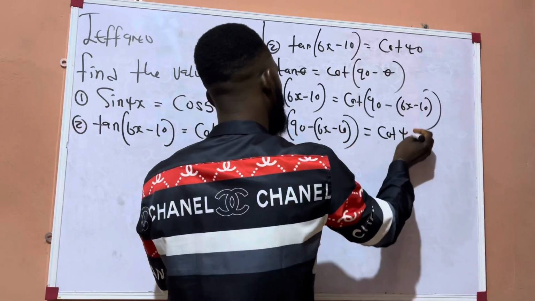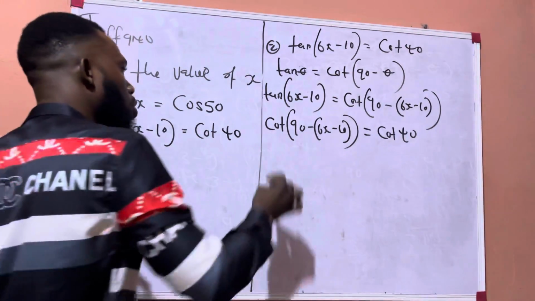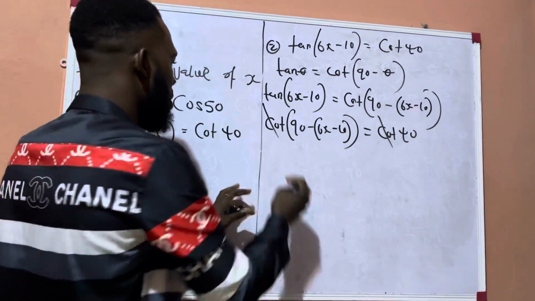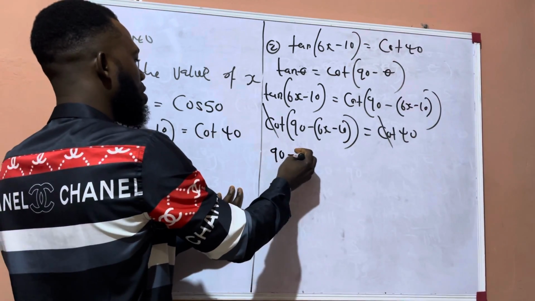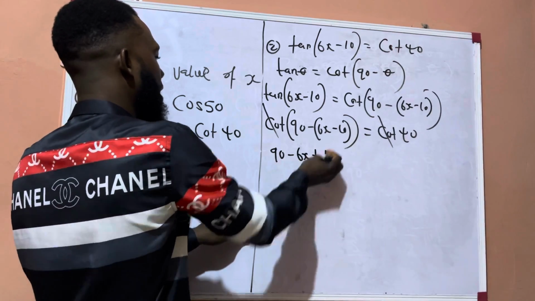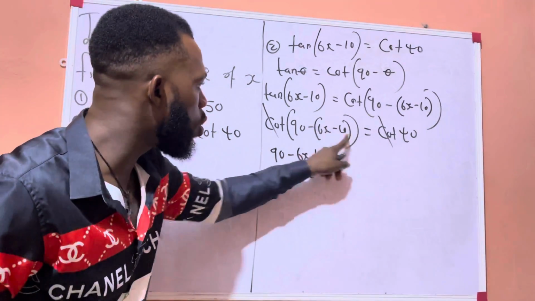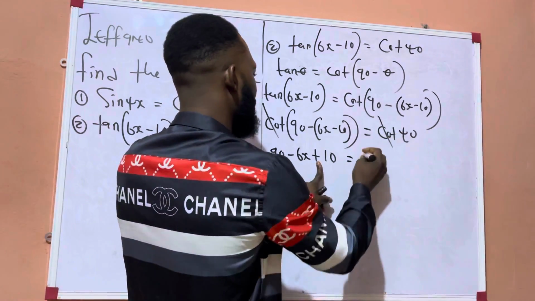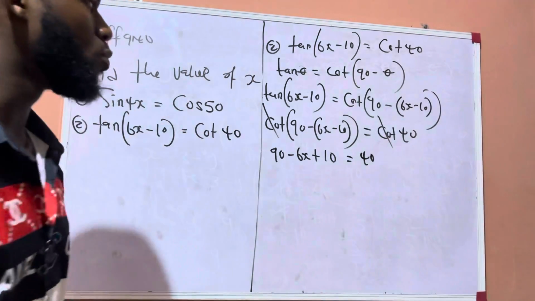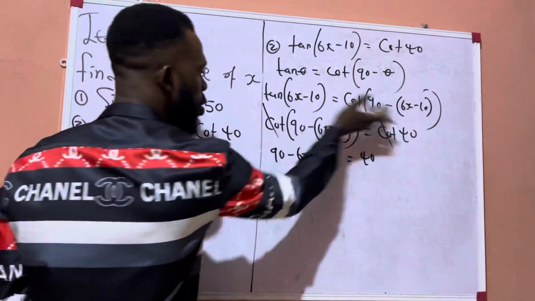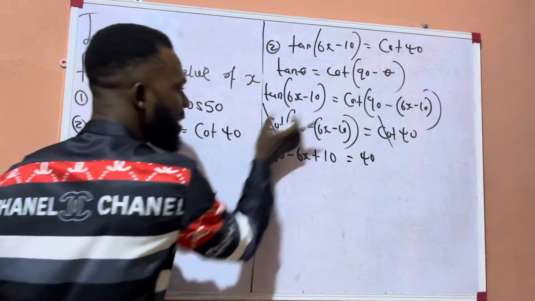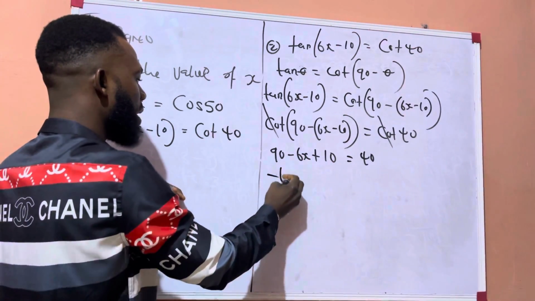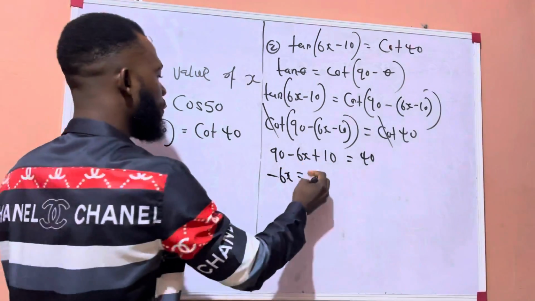Cot cancels out cot because they are the same. What do I have left now? 90 minus 6x plus 10. How did I get plus? Minus, open the bracket, minus times minus gives us plus. Now it is equal to 40. So I collect like terms. 90 goes, 10 goes. If 90 leaves and plus 10 leaves, what will be left here is minus 6x, so minus 6x is equal to 40.